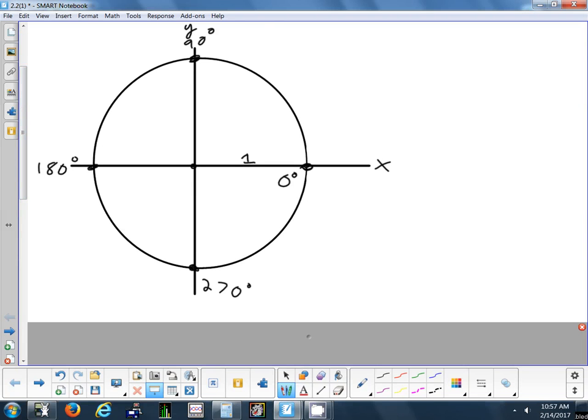Okay, and going around the circle, I've labeled 4 angles. I could label more, but these are 4 common ones we work with. 0 starting on the positive x-axis, and then going counterclockwise, 90 on the positive y, 180 on the negative x, and 270 on the negative y. And if you go all the way around, how many degrees is it to go all the way around the circle? 360. So 0 is the same as 360. Usually we call it one or the other.